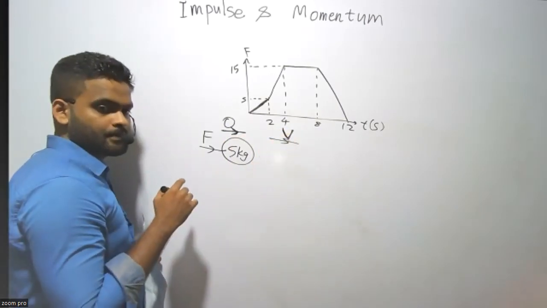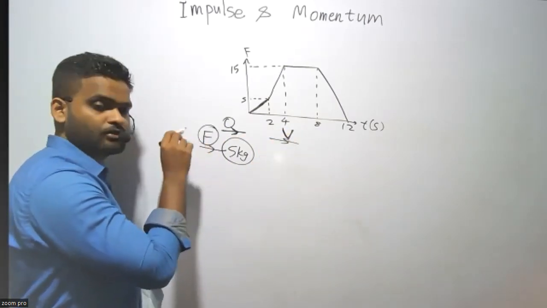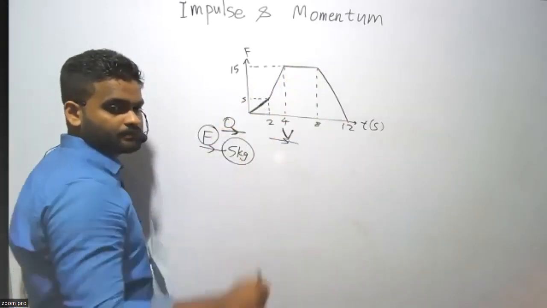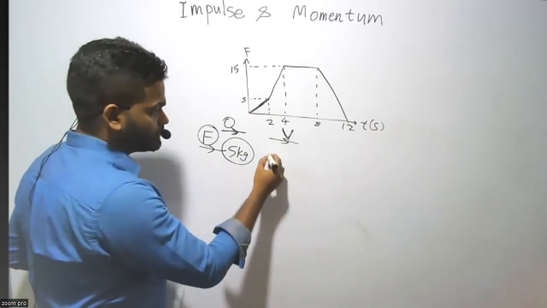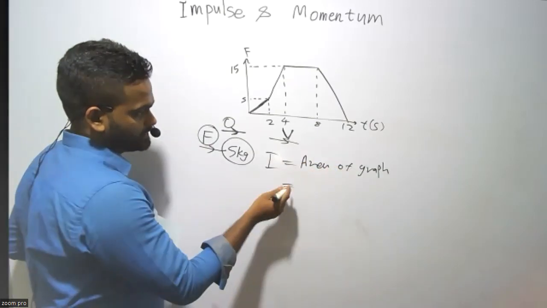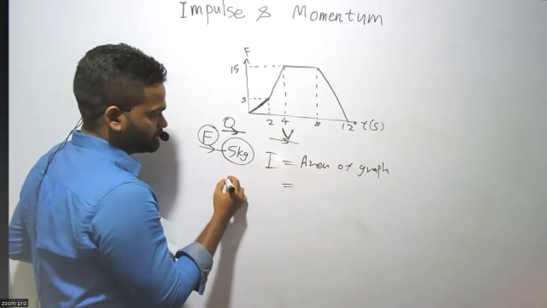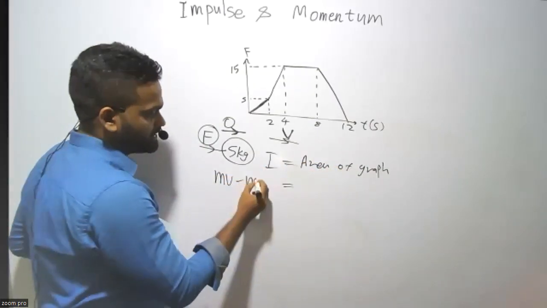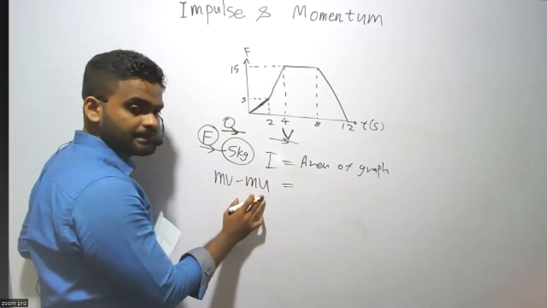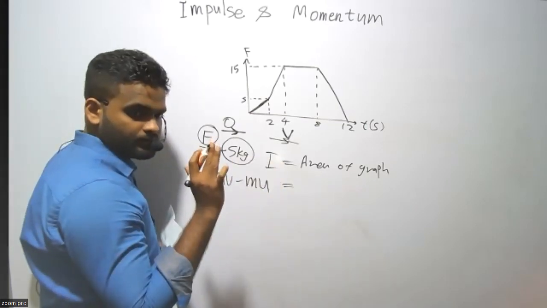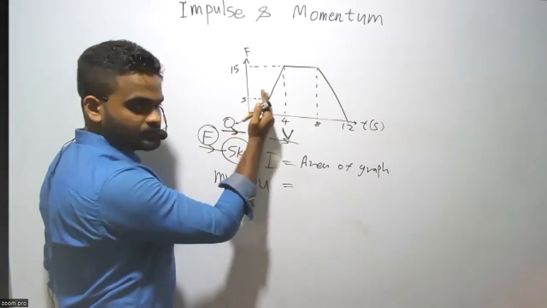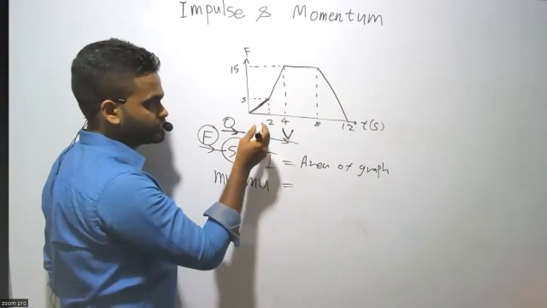What's the difference? This force is not a constant force. That variation is shown by the graph. So in order to find the impulse, you can find area of the graph. Then this impulse is equal to mv minus mu, change of momentum. Final momentum minus initial momentum. So if someone found the area of the graph, send me the answer, right? You have to actually separate the graph into a few pieces.